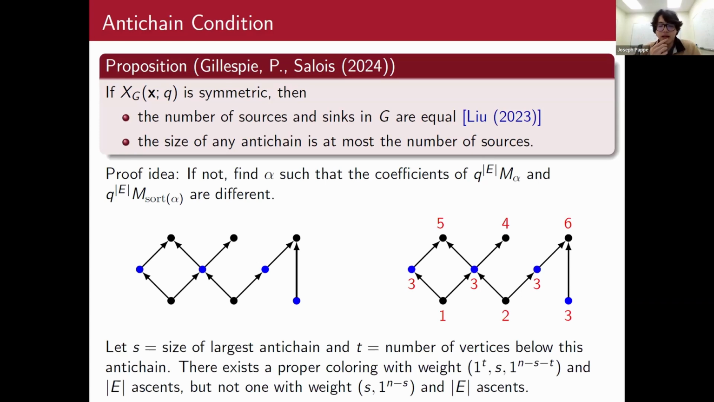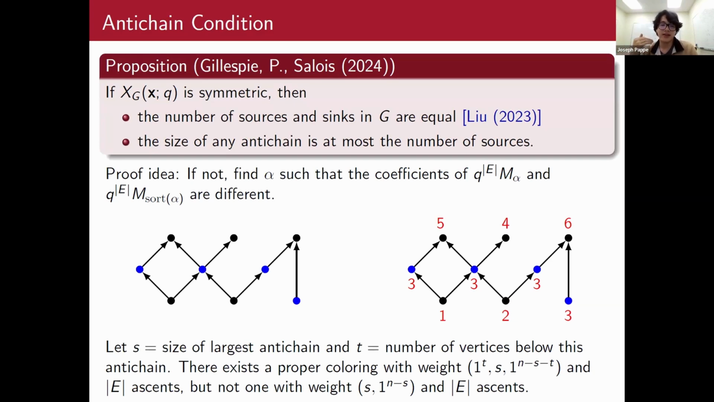And for this one, it's nice enough that I can describe. So what you do is you take basically a linear extension of all vertices below this antichain, then color the vertices in this antichain the next color, and then take a linear extension of all vertices above this antichain. And so this forms a coloring of your graph where every single edge contributes to the ascents.